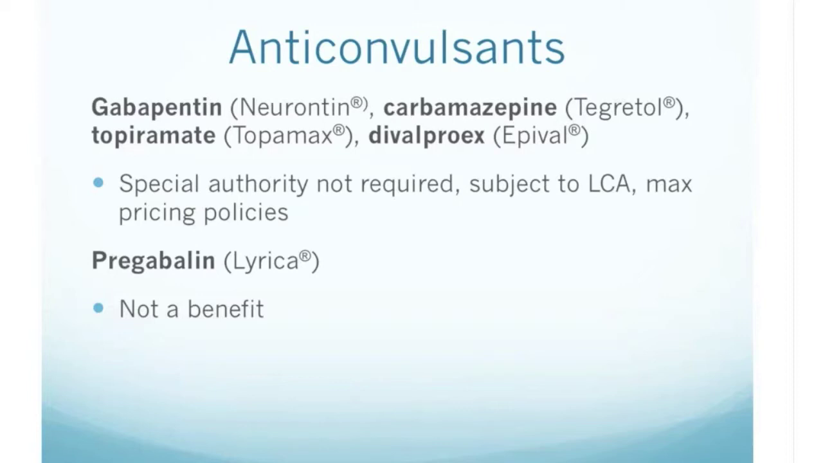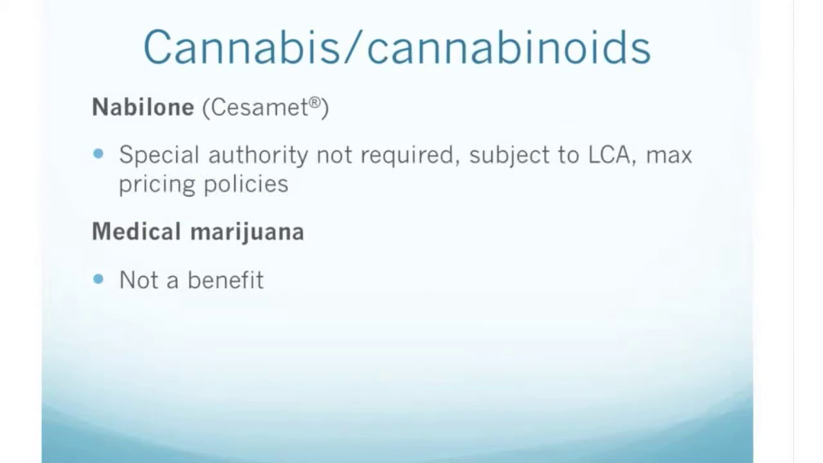Moving on to the cannabinoids, Nabilone, also known by the brand name Cesamet, special authority is not required, and again it is subject to low-cost alternative and maximum pricing. And medical marijuana is not a benefit under any plan.